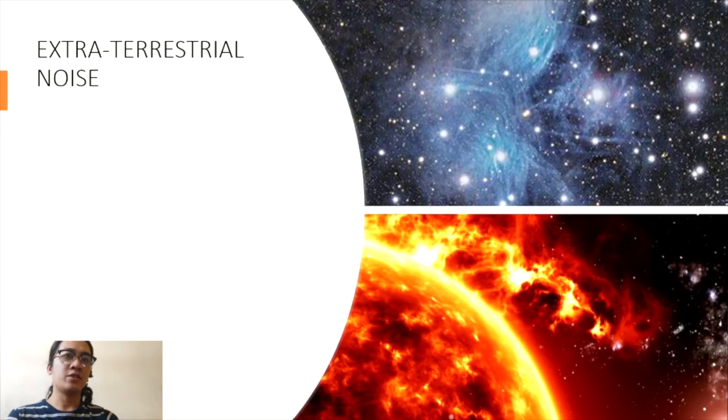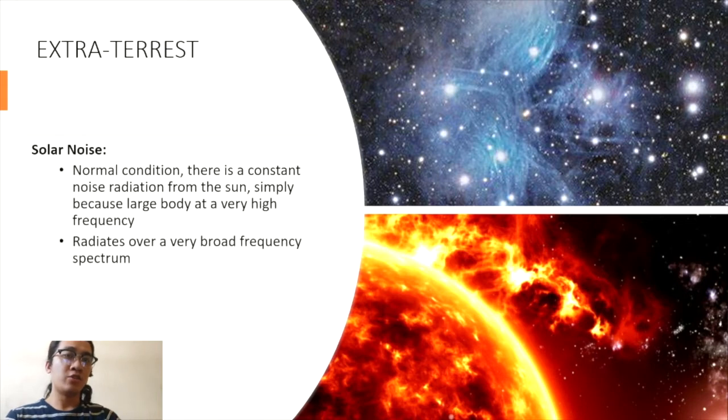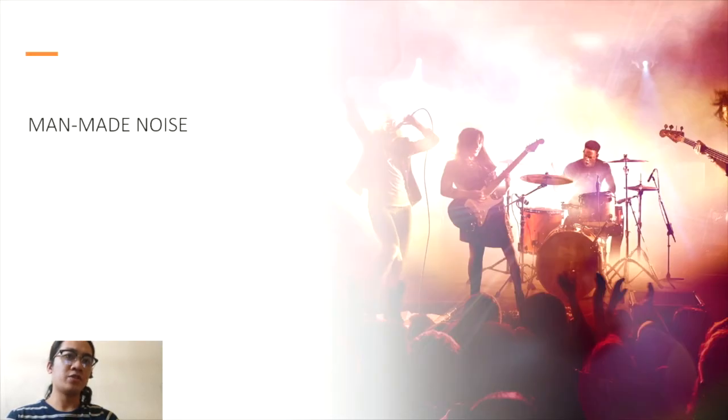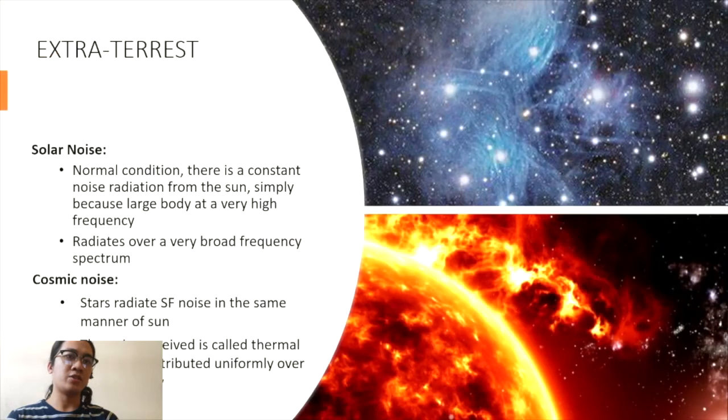Extraterrestrial noise. There are two types: solar noise and cosmic noise. Solar noise: in normal conditions, there is a constant noise radiation from the sun, simply because it is a large body at a very high frequency. Cosmic noise: stars radiate noise in the same manner as the sun. The noise received is called thermal noise and is distributed uniformly over the entire sky.